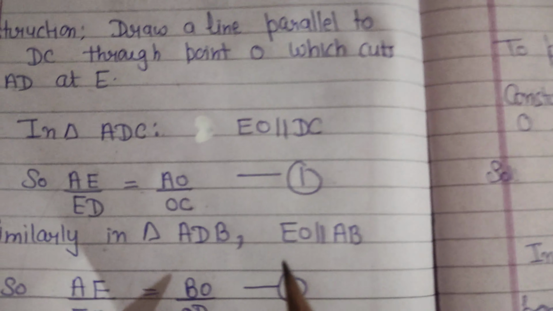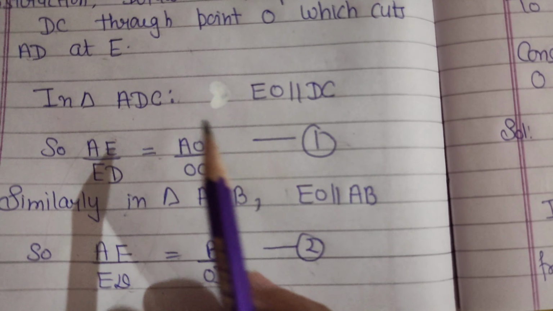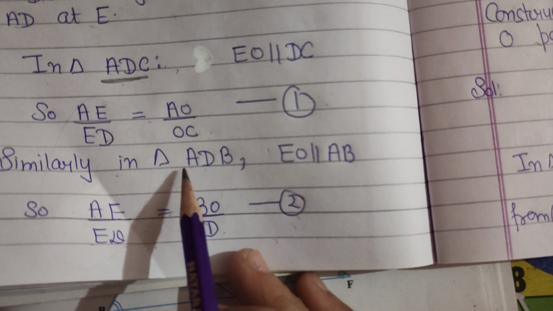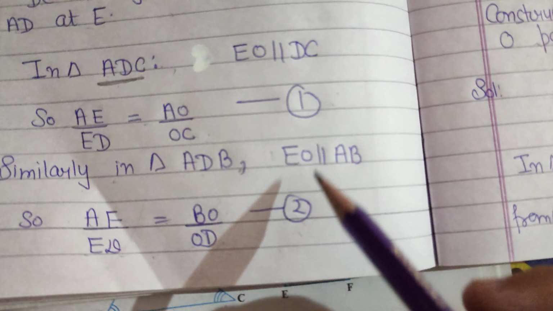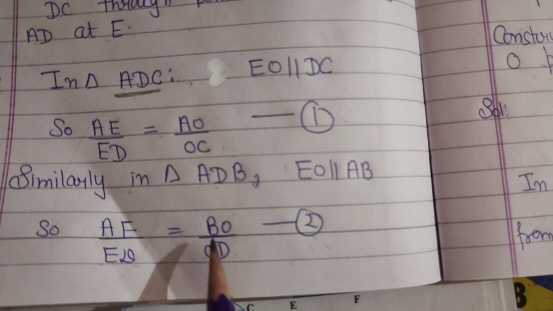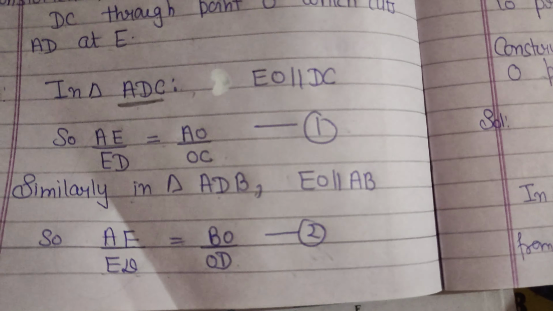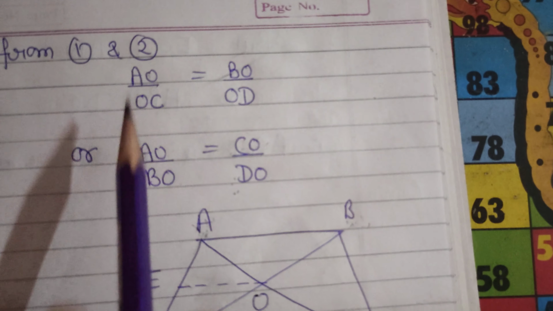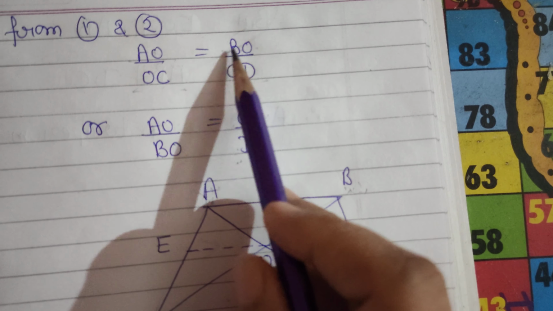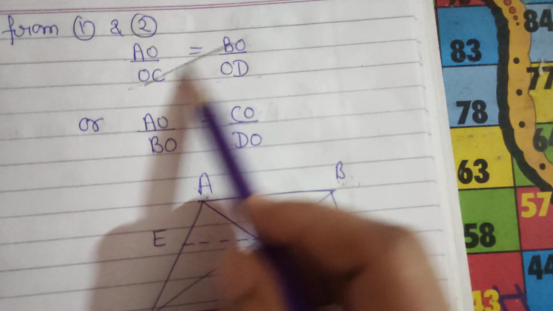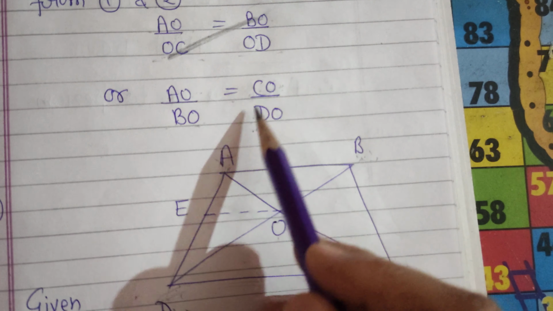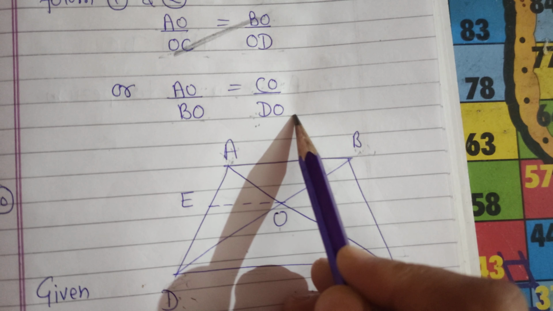Now I have written the results for both triangles, the first triangle ADC and the second triangle ADB. From both the equations, we can conclude that AO by CO is equal to BO by OD. Here AO by CO is equal to OB by OD, but we need BO here, so we will exchange their positions. So AO by BO is equal to CO by DO. This was question number 9.